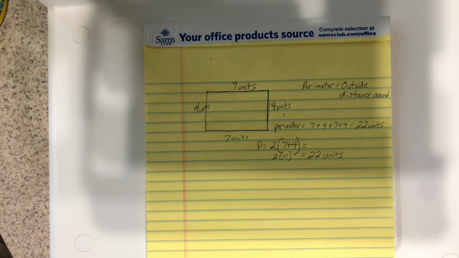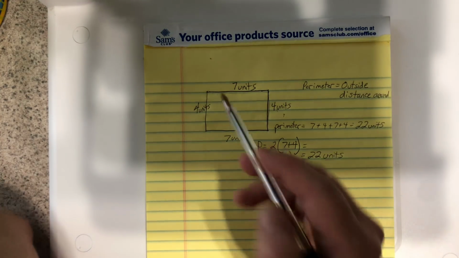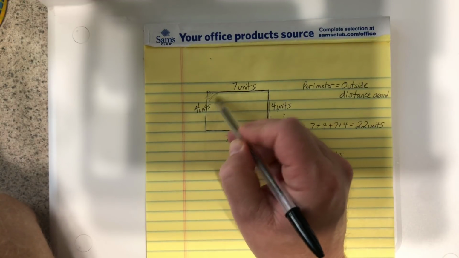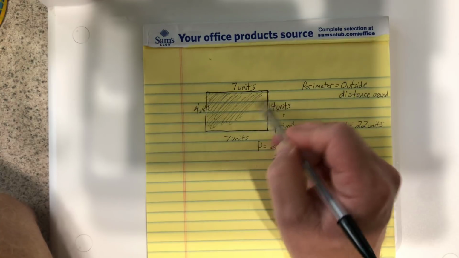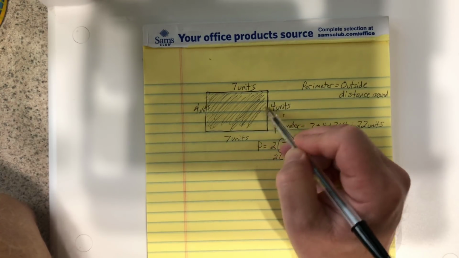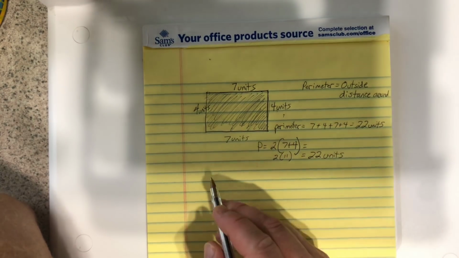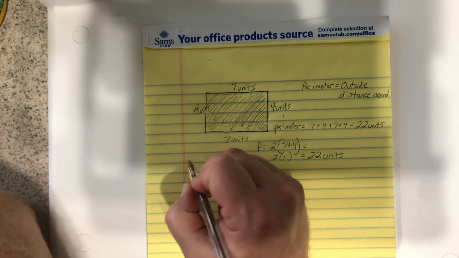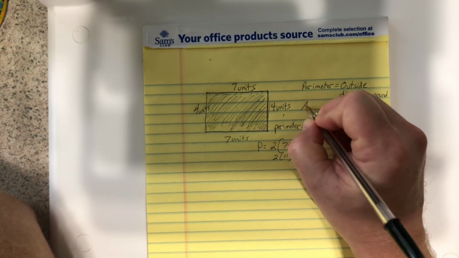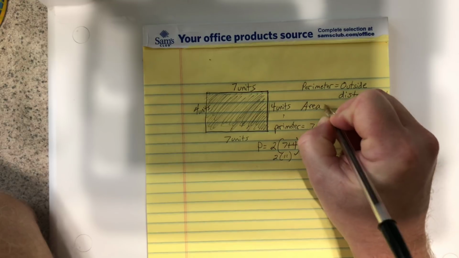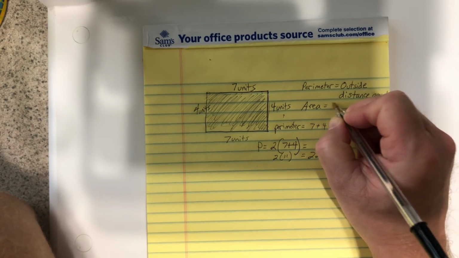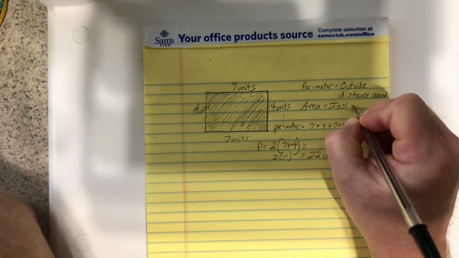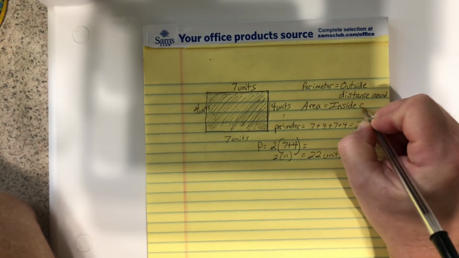Now, if we were to take and count every single square in here, if we were to make them even squares, like painting the inside of this, we're going to get the area. So area equals inside covered.